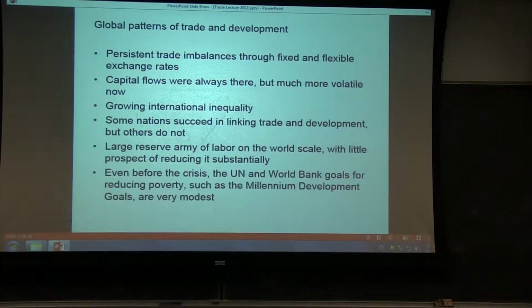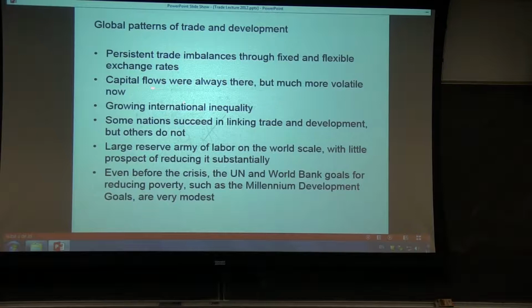And if you look at them, we're going to look at them in a little bit empirically, you see these are persistent, not just temporary. And they're persistent whether exchange rates are fixed or flexible. So the issue of different national currencies is not necessarily decisive.